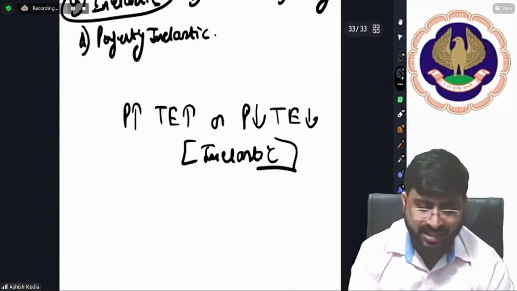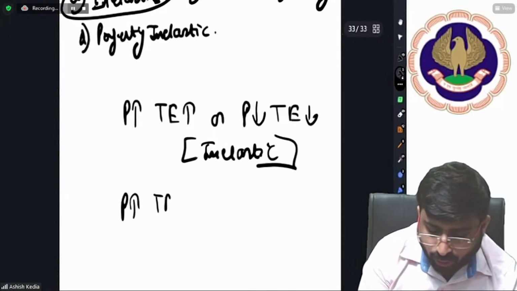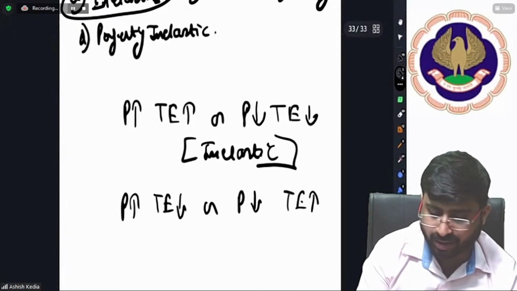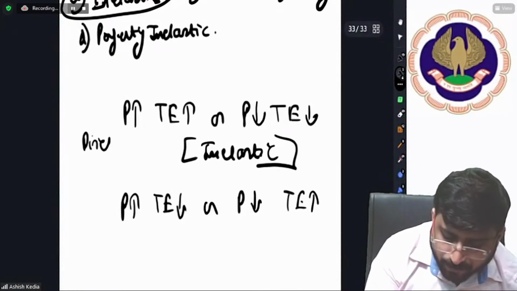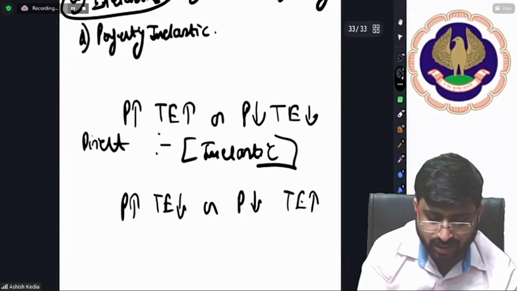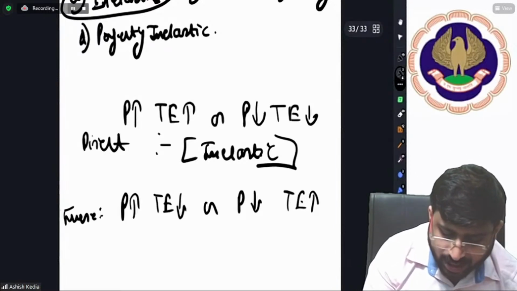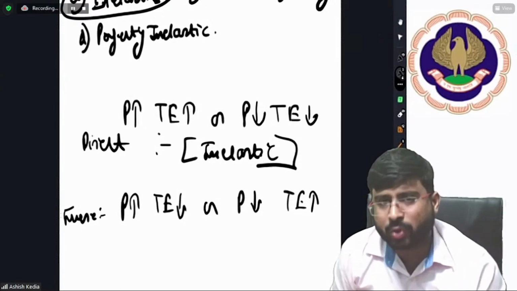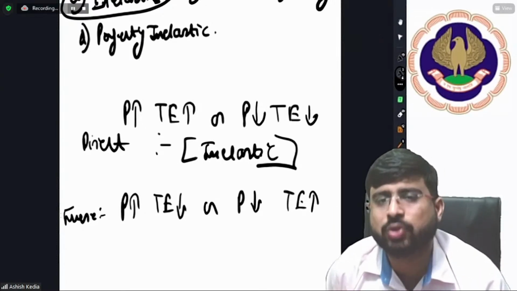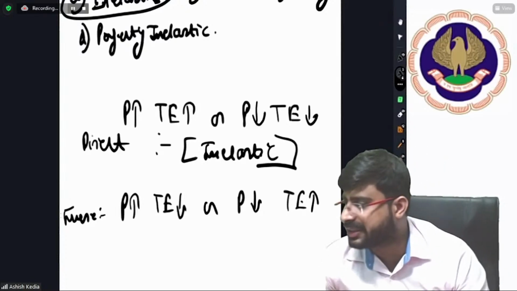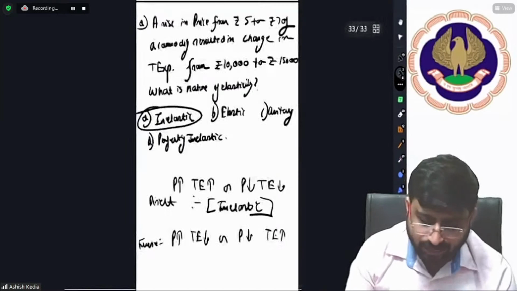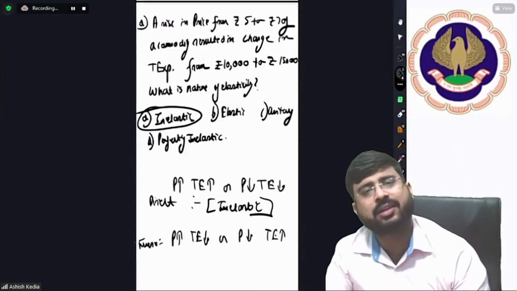When is it elastic? When a rise in price results in a fall in total expenditure, or when a price fall results in a rise in total expenditure. So if there is a direct relationship, it will be inelastic in nature. If there is an inverse relationship, it is elastic in nature. And if there is no change in total expenditure, obviously it is unitary elastic. If both are in the same direction, it has to be inelastic.